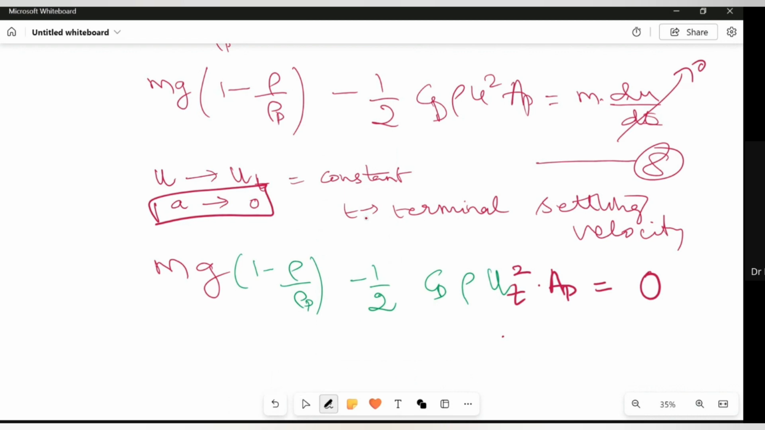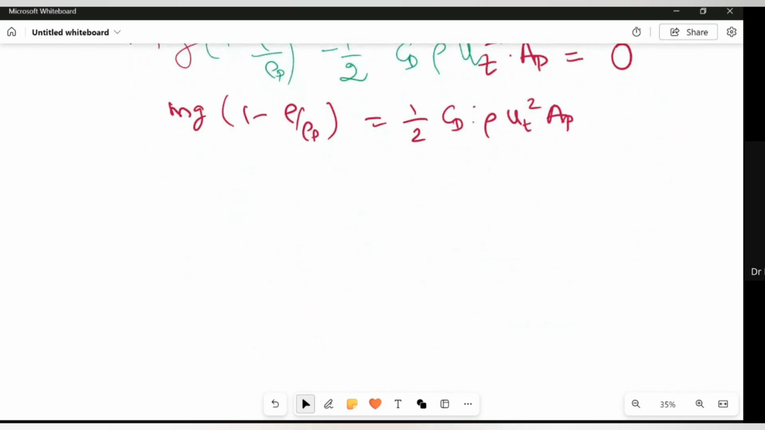So we can write that mg into 1 minus rho by rho p is equal to half cd rho ut square ap. Okay, so this equation, let it be equation number 9. And it is a gravity settling. G is constant. We know that in gravity settling, G is constant. Acceleration will decrease with time and approaches 0, and a constant value of velocity, terminal settling velocity, is achieved.